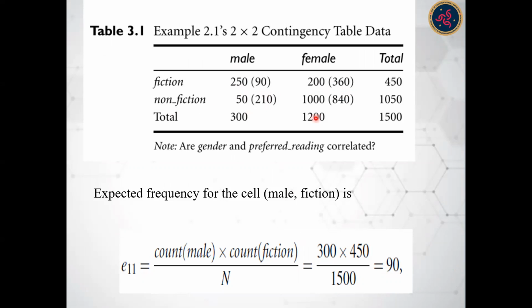Non-fiction male 210. Non-fiction female 840. Detail that is 90 in the value. Similarly, we have to find out the expected value for fiction female, non-fiction male and non-fiction female. Okay, so after finding out these values, we have to find out the chi-squared value.